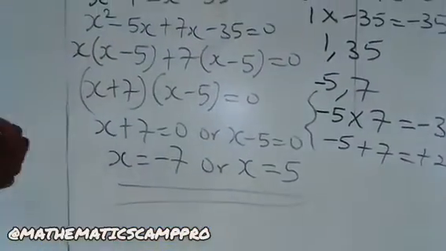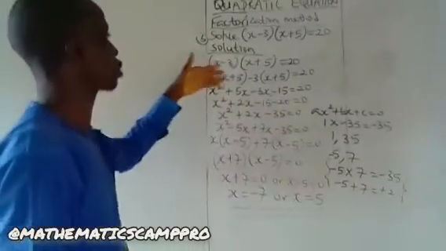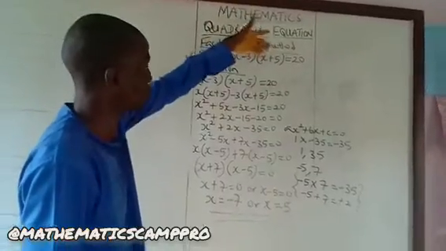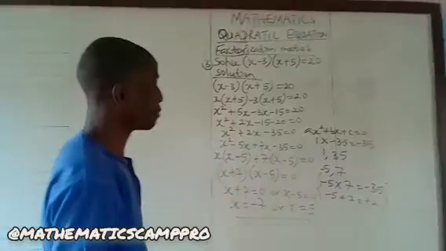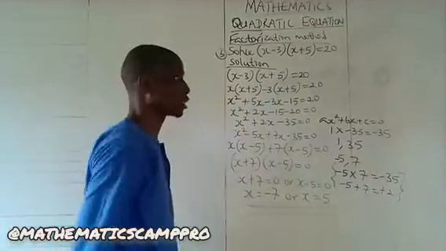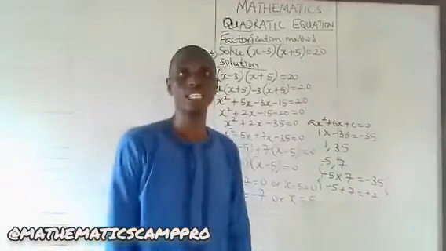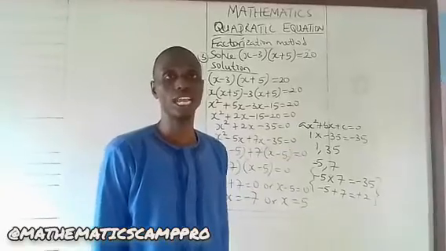Now viewers at home, we have been able to use factorization method in solving this question given to us. (x - 3)(x + 5) = 20. You expand, then you'll be able to solve it using factorization method. Now see you in the next segment, construction of quadratic equation with a given root. See you in the next segment.